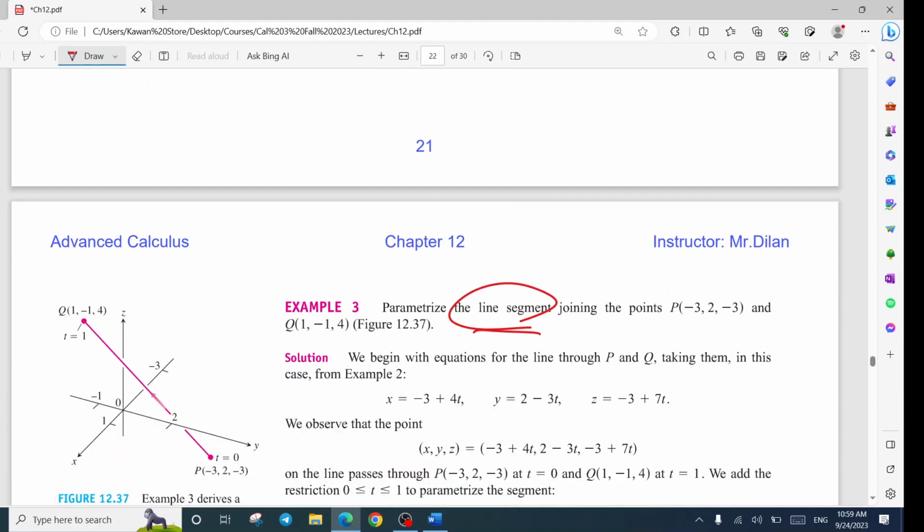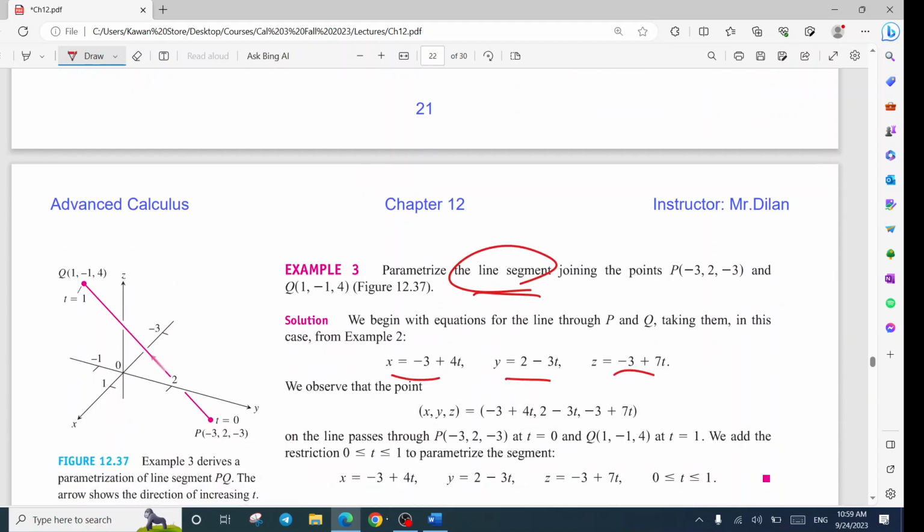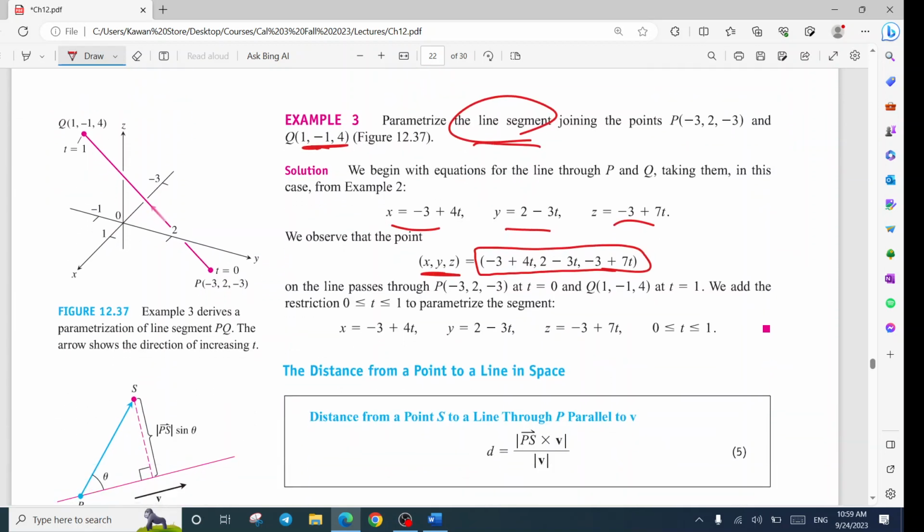So we need to find what? Parametric line. But what's the difference between here and there? We are using one point to get the points. Okay? Any question?